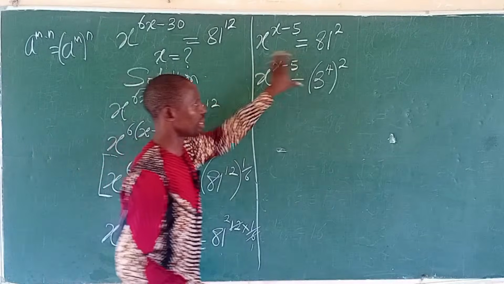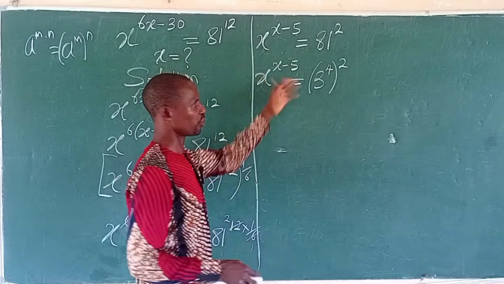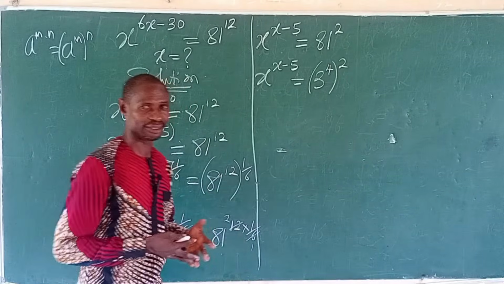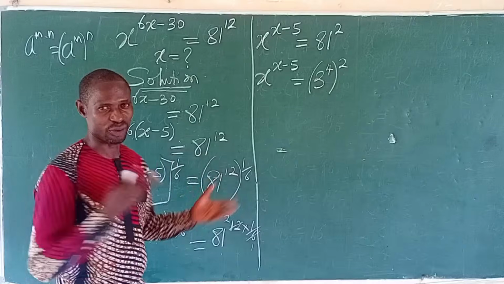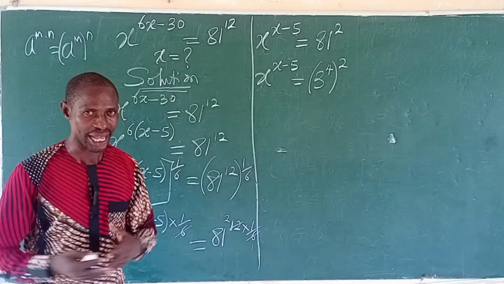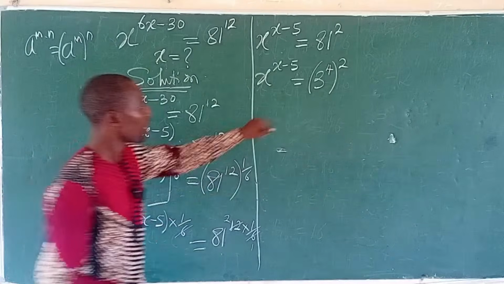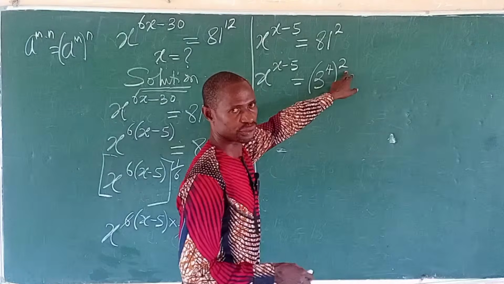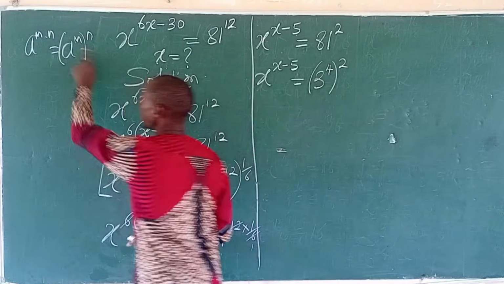The trick to this whole equation is going to play out here now. Mathematics involves a lot of thinking. When you look at the question, what shorter way can we use to solve it? Now, we have 3 to the power of 4, raised to the power of 2. We're going to apply this law again.